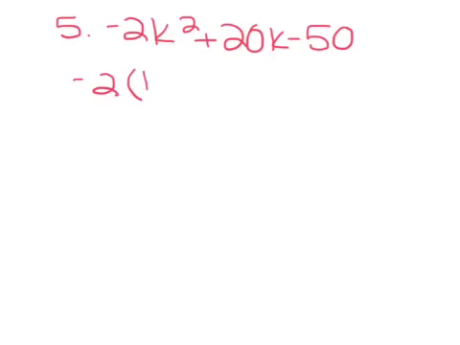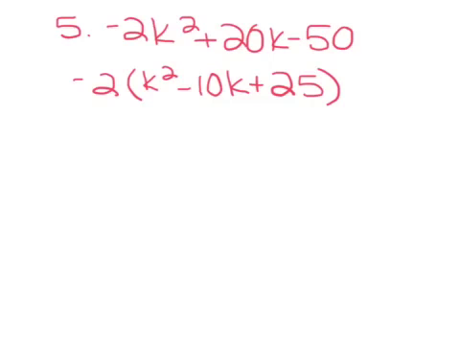leaving me with k squared minus 10k plus 25. Maddie? Because you want your leading coefficient to be a positive. You want the coefficient on the squared value to be positive because it makes factoring easier. So then the rest of the signs change? Yes, if you're factoring out a negative, then the rest of the signs change too. Yep.